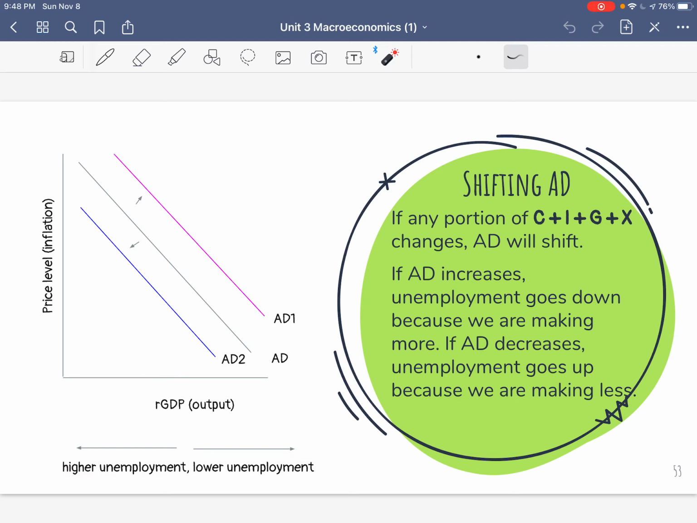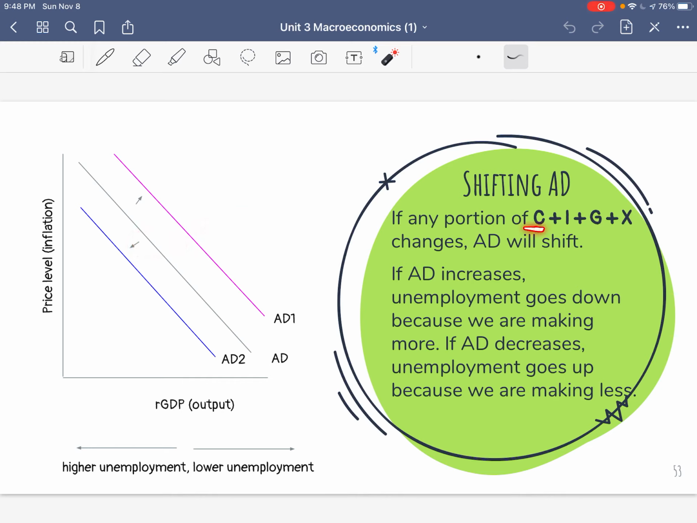So if AD shifts this way, then we're making more stuff than when we were here. So our GDP increased and our unemployment decreased, okay? If AD shifts this way to this curve, we were here, but now we're here, our GDP has decreased and thus our unemployment has increased, okay? Because we're making less stuff, so we're not employing as many people making the stuff that we buy. So if any portion of C, I, G, or X changes, that will shift the curve one way or another.